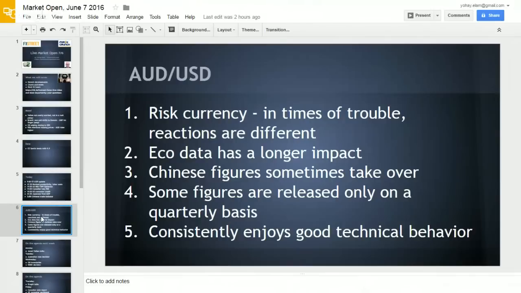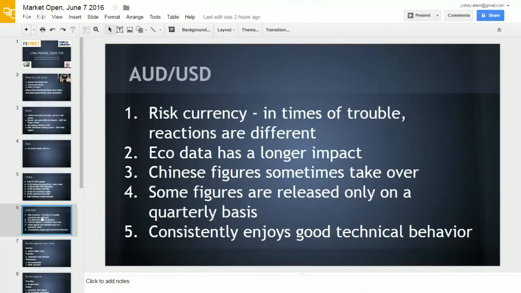China, the Australian dollar. Another special characteristic of the Aussie is that it's sometimes seen as a proxy for China, because China is Australia's number 1 trade partner. China buys commodities from Australia, iron ore, copper, gold, you name it. I think also natural gas. Anyway, the Chinese economy, number 2 in the world, led the economic recovery after the crisis. They injected a lot of stimulus. So sometimes for the Australian dollar, Chinese figures take over.